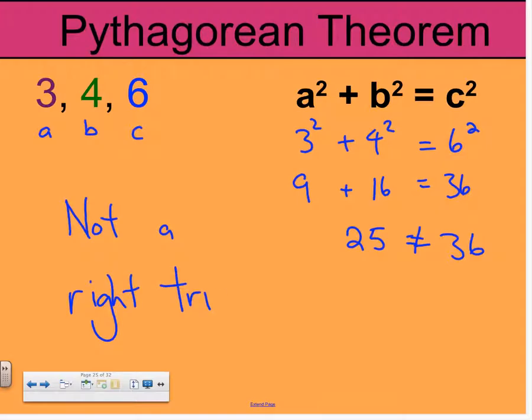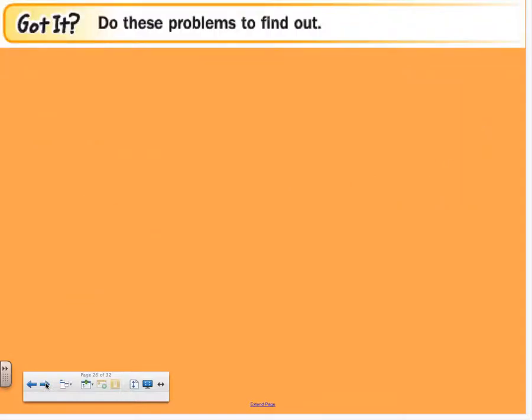They may form a triangle, but it is not a right triangle because the Pythagorean theorem doesn't work with its sides. Go ahead and try these examples, the got its. I think it's in the middle of the page.